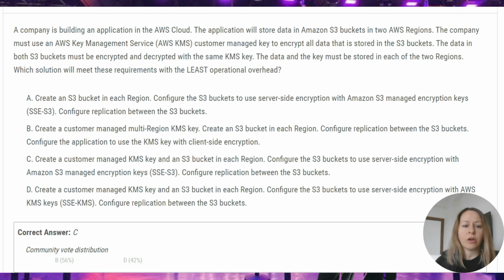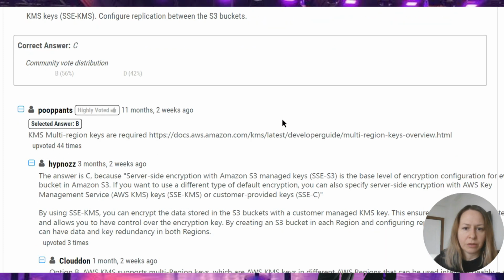The community voted for B mostly, at 56%, and D at 42%. So for me it feels like B as well, because it said least operational overhead. So let's see what the documents are providing us.